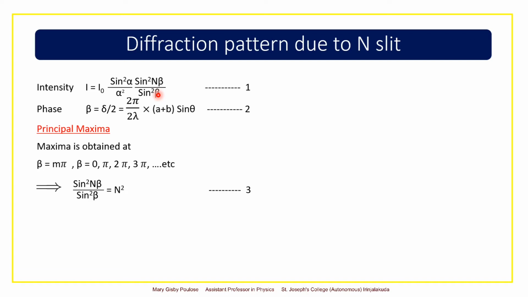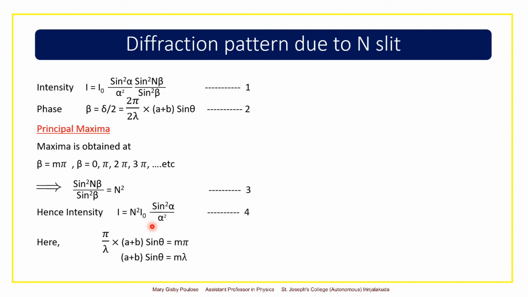So in such a case, we always use L'Hospital's rule and take the limit of this term when beta tends to m pi, right? And the limit will approximately be equal to capital N square. You can calculate it. So in that case, the intensity becomes I is equal to N square I naught sine square alpha by alpha square. Okay, so these are regions of maximum intensity.